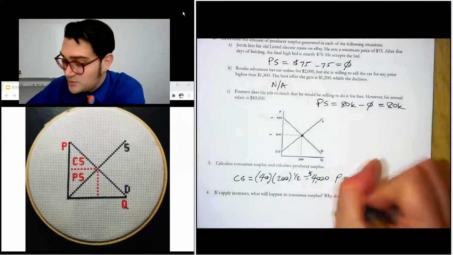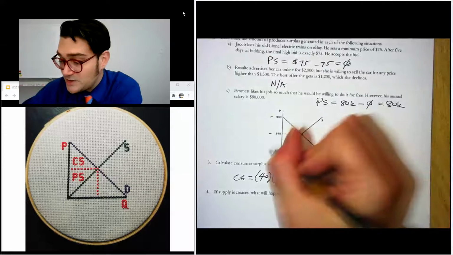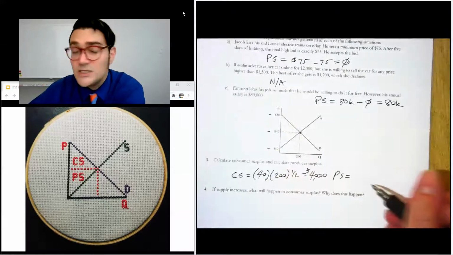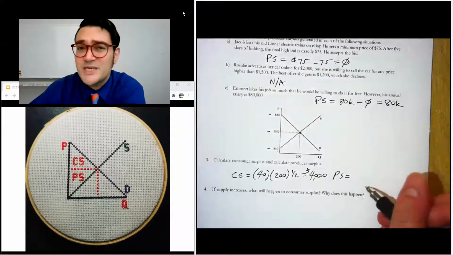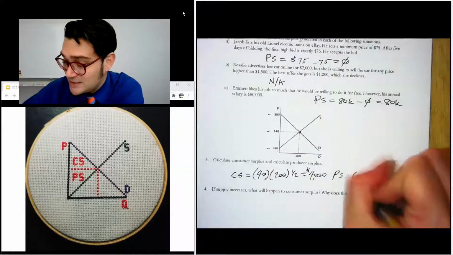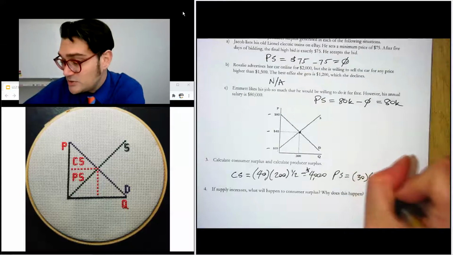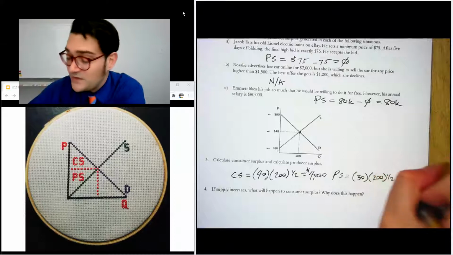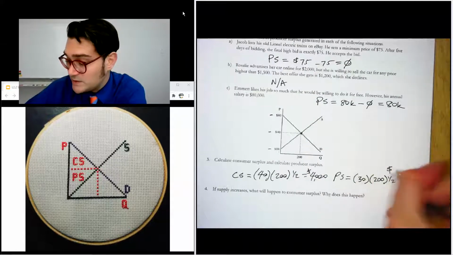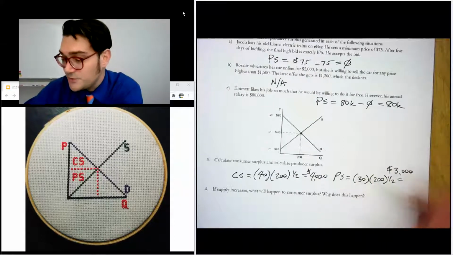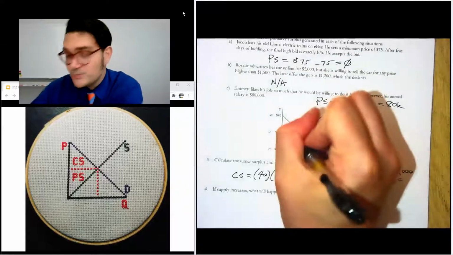And then producer surplus, the height of this triangle is 40 to 10. Notice that this often happens where the triangles look like they're the same size, but they are not. So the height is 30 times 200 times 1/2, and so that is $3,000. Because that's producer surplus and that's consumer surplus.